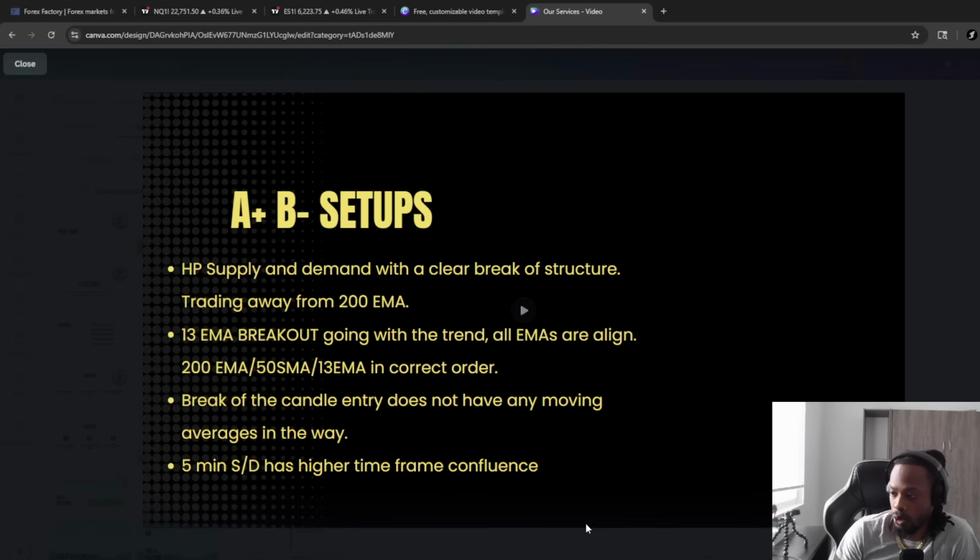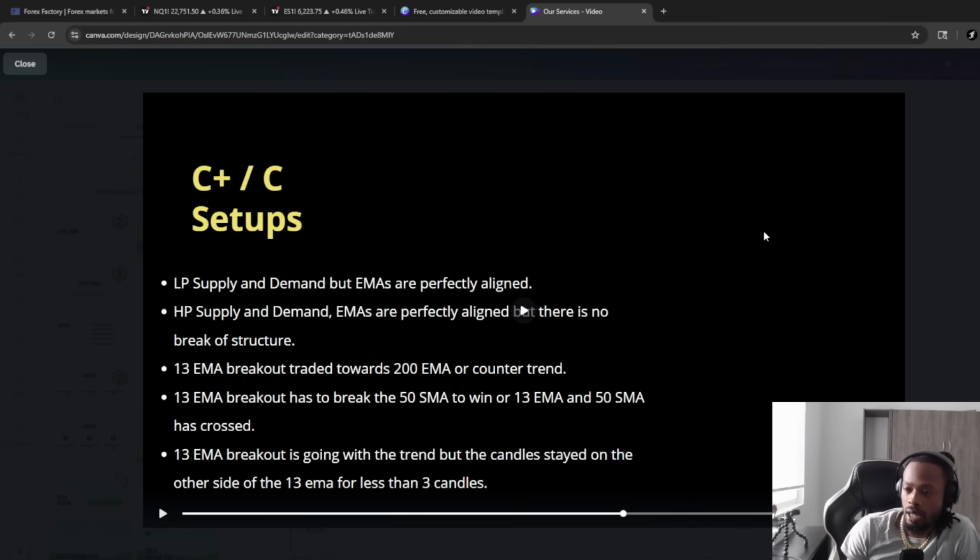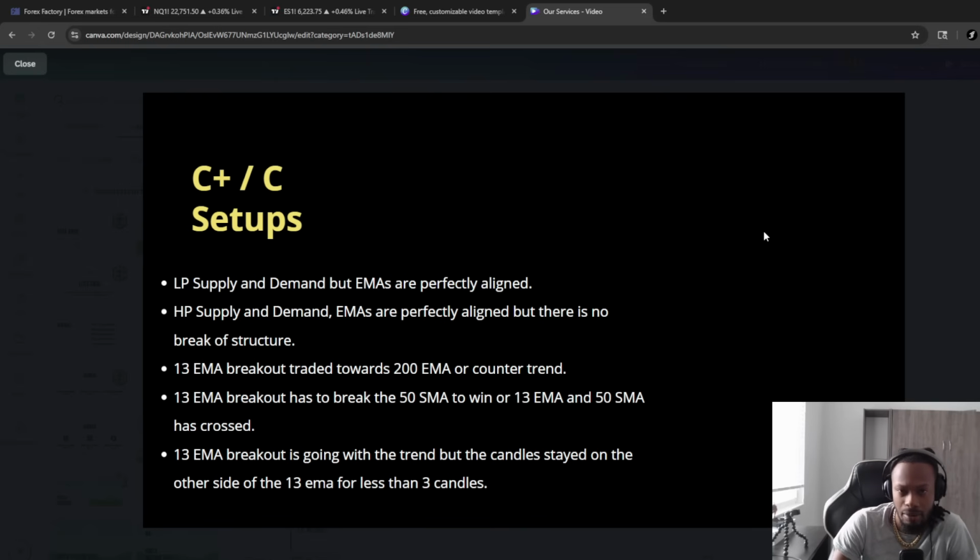Okay, let's go to the C and C plus setups. All right, low probability supply and demand, but the EMAs are perfectly in line. I feel like that's a C setup because the supply and demand setup doesn't have a gap, but your breaking candle is above the 13 EMA if you're taking buys, or you use the 13 EMA breakout entry with the low probability supply and demand and the EMAs are aligned. That's still kind of a C plus, C setup. Take it. Most of the time the EMAs don't lie.